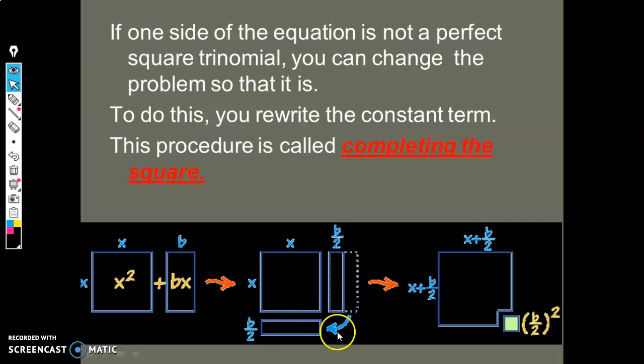In order to get this little chunk here, what it's missing is the area of this section here. And remember, area is length times width, so it's b over 2 times b over 2, or b over 2 squared. So anytime you are completing the square, what you're trying to do is complete this little chunk here. Okay, and this little chunk, yellow, there we go, that's a better color to use, is b over 2 squared. This is the key to completing the square. Take the coefficient, the number in front of x, cut it in half, and square it, and that will complete the square.